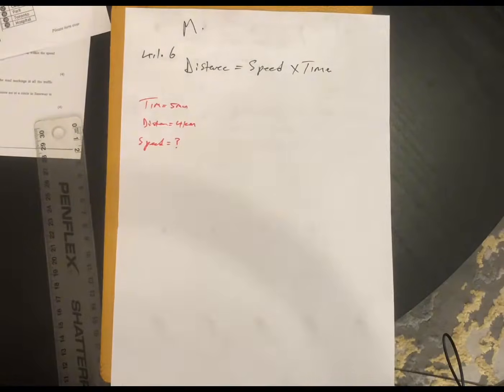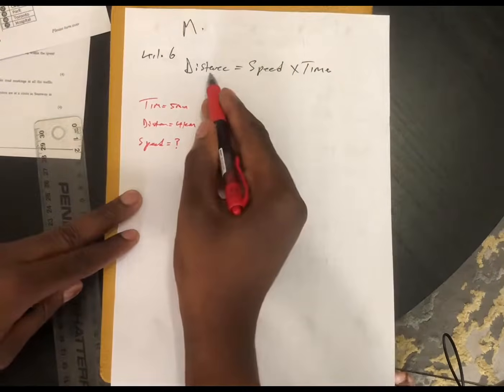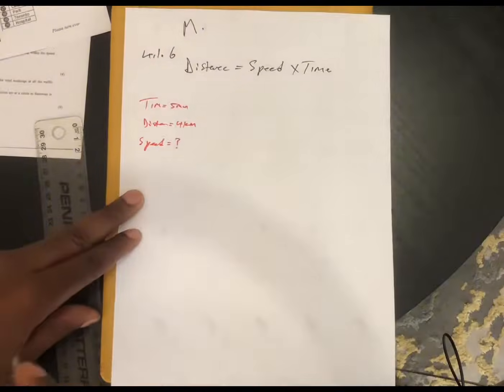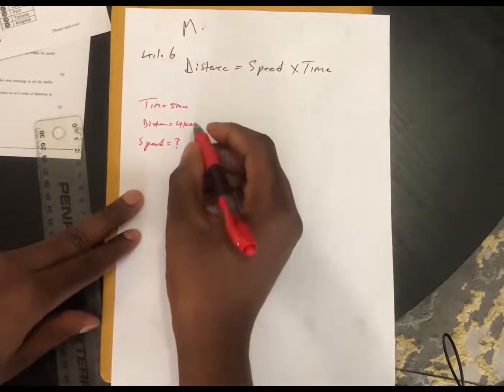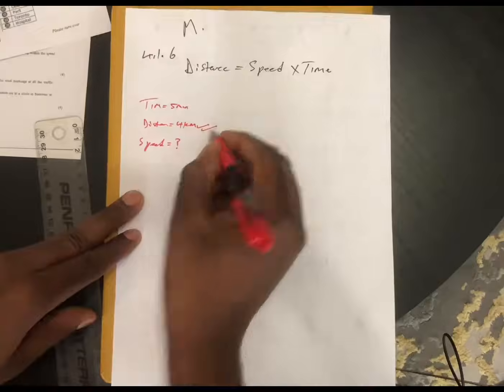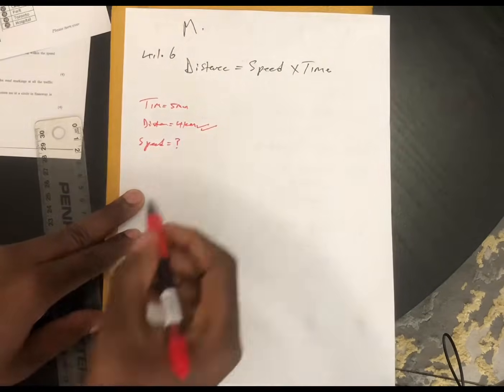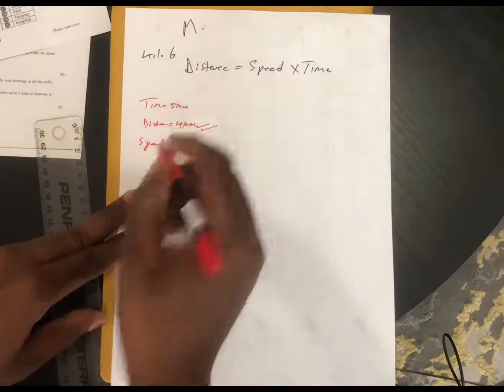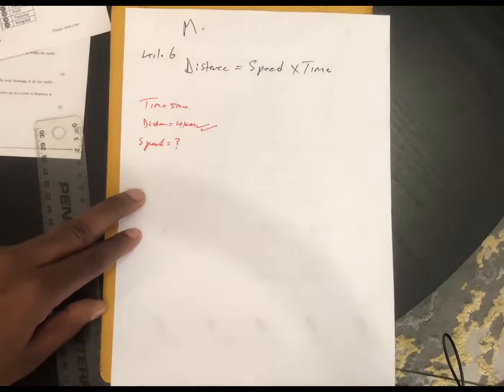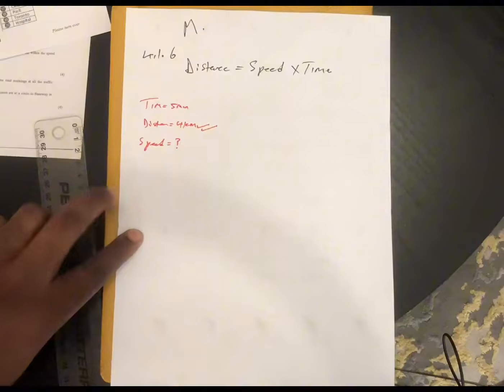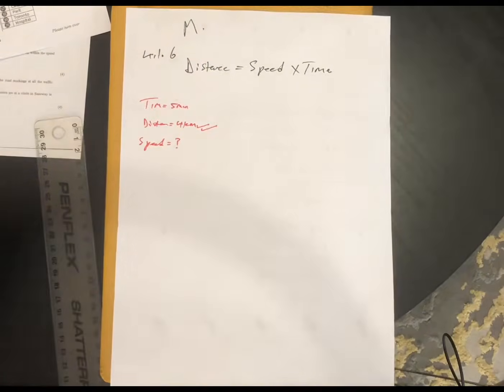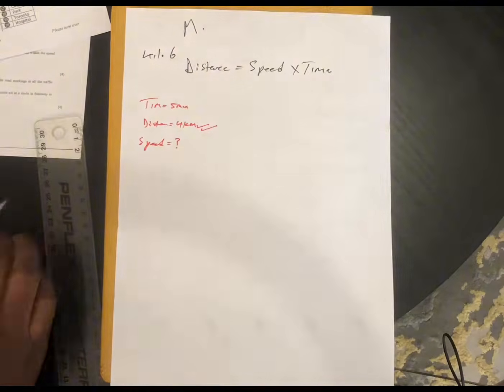So the first thing that you need to understand is that the distance in the equation is always in kilometers. So our distance is in kilometers. We are fine with this. We don't have to convert it. Time must always be in hours. But if we check, our time here is 5 minutes. So we cannot use the 5 minutes here. We have to convert the 5 minutes into hours. So let's convert 5 minutes into hours.